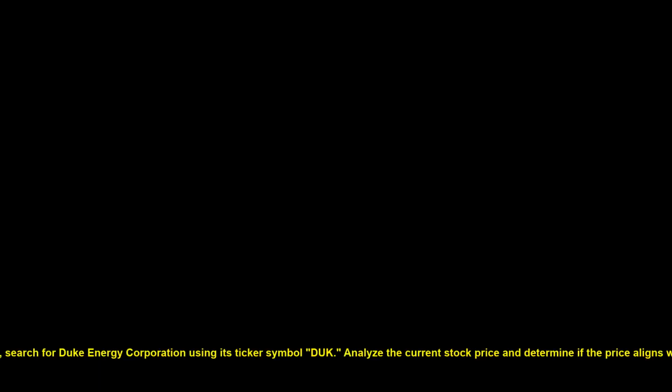Once your account is funded, search for Duke Energy Corporation using its ticker symbol DUK. Analyze the current stock price and decide on the number of shares you want to purchase based on your budget and investment goals. Select the type of order you wish to place, such as a market order or a limit order. Review and confirm the details of your order to ensure accuracy.